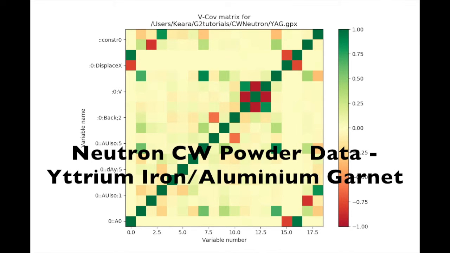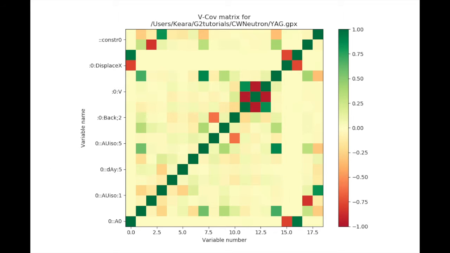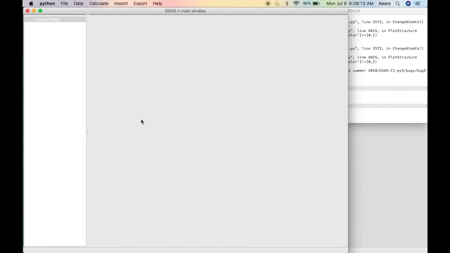This is the tutorial for neutron CW powder data, yttrium iron aluminum garnet. In this tutorial, you will refine the structure of yttrium iron aluminum garnet using constant wavelength neutron data. The structure is cubic with 4 different atomic sites, 2 of which are occupied by both iron and aluminum.